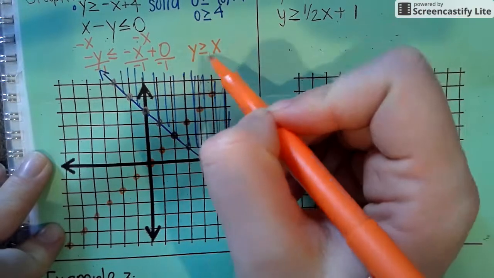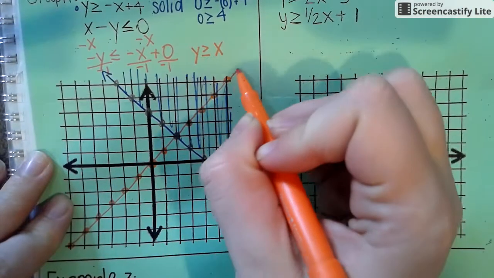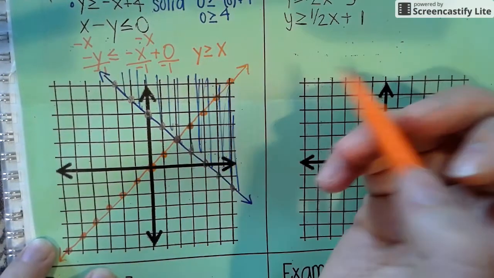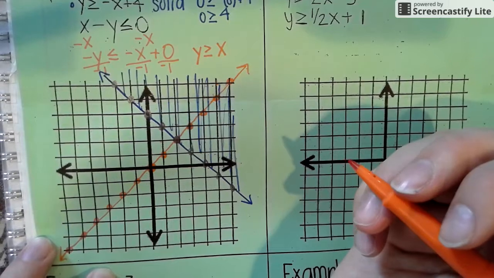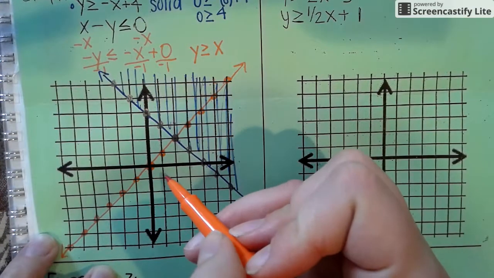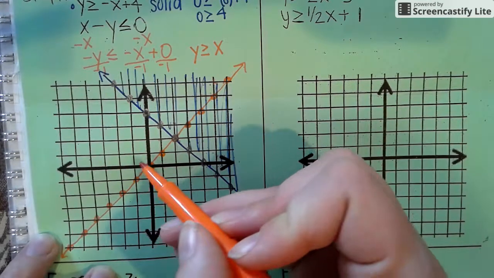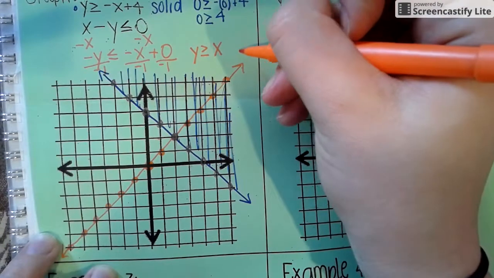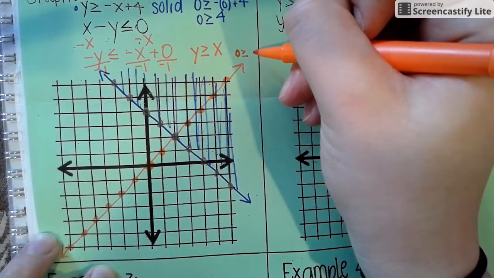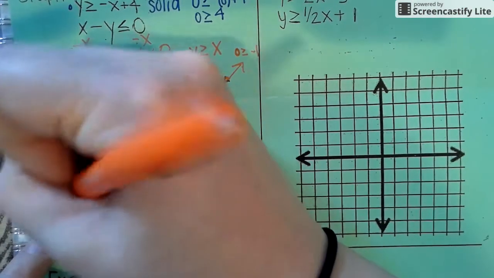And then because this is a greater than or equal sign, it's going to be solid. And then because it's greater than, I want to shade above. And in this case, I could also check and put a point to the left or right of the line. Let's try -1, 0. So if I put -1 in for x, 0 is greater than or equal to -1. And that's true, so I'm going to shade above.